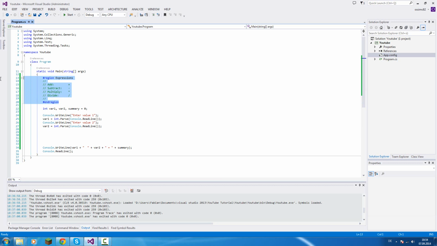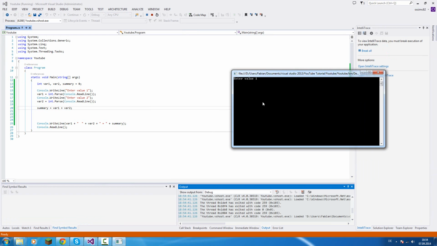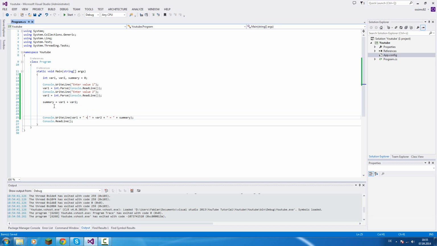As you can see here, I set up a little simple input system, and we are starting with the plus. If you want to say the summary is equal to var1 plus var2, and you print that out, value 1 is 5, value 2 is 10, and we get 5 plus 10 equals 15. Okay, there should be a plus.